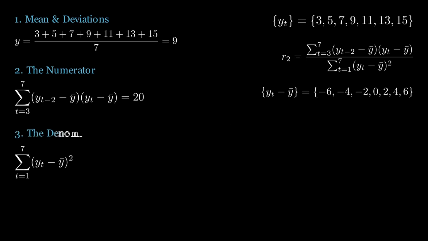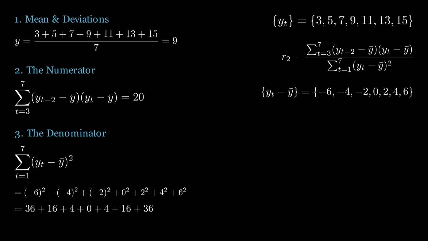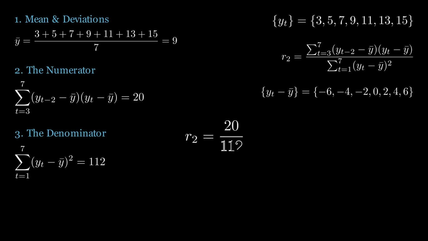For the denominator, we square each deviation and sum them up, adding up 36, 16, 4, and so on, resulting in a denominator value of 112. Bringing it all together, we divide our numerator, 20, by our denominator, 112, resulting in a lag-2 autocorrelation of 0.179.